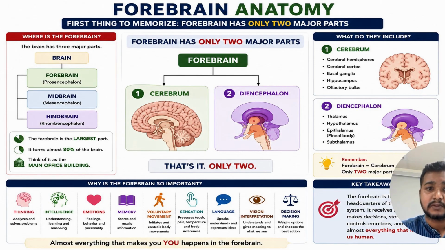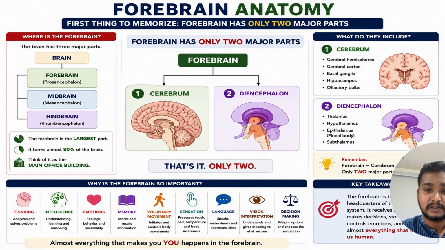The first is the cerebrum. Think of the cerebrum as the largest and most visible part of the brain. It's the wrinkled structure that most people picture when they think of the brain. The cerebrum is responsible for the functions that define us as human beings. It allows us to think, learn, remember, solve problems, speak, understand language, make decisions, and perform voluntary movements. Inside the cerebrum, you'll also find important structures such as the cerebral cortex, basal ganglia, hippocampus, and olfactory bulbs.